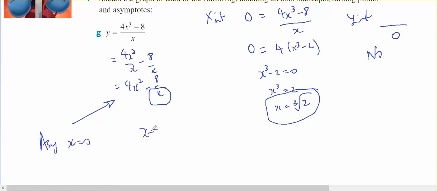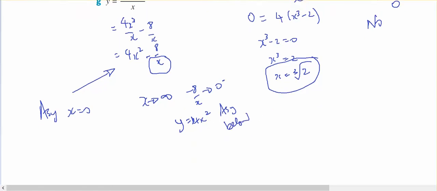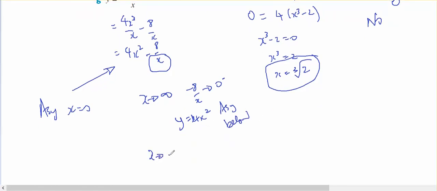If x goes to infinity, then minus 8 on x will go to 0, but it will be negative. Therefore, y equals 4x squared is an asymptote, and the curve is going to be below it. As x goes to negative infinity, negative 8 on x will go to 0, but it will be positive. Therefore, y equals 4x squared will be the asymptote, but the curve will be above it.